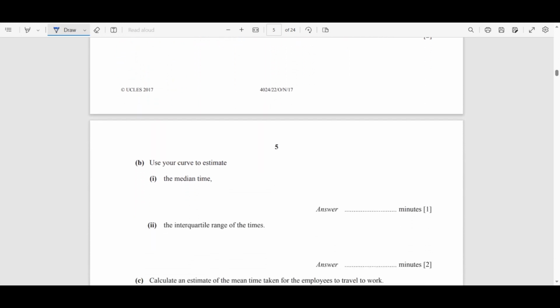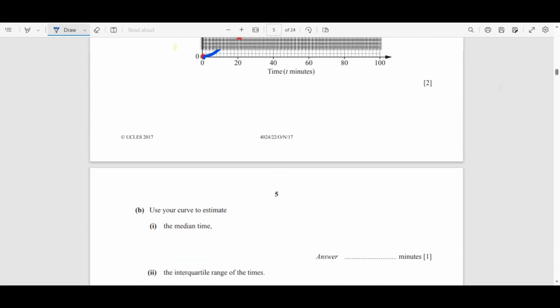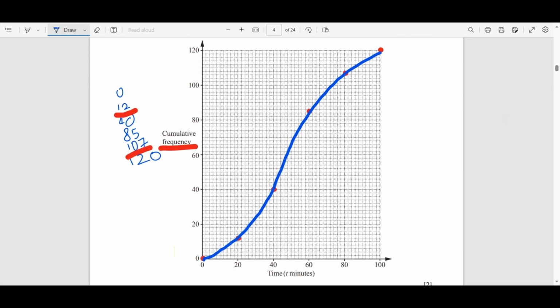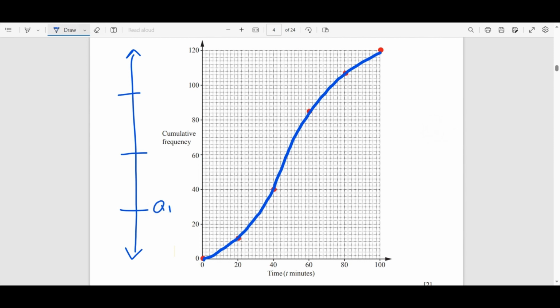Use your curve to estimate the median time and the interquartile range. Okay, for the median, let's first talk about quartiles, right? So for quartiles, I'm going to tell you what quartiles are. There are 3 quartiles. Quartiles divide your whole data into parts. So this one is first quartile, this is second quartile, and this is third quartile. These 3 points on the total data divide your data into 4 equal segments. So quartile 3 and quartile 1, the difference between these two gives you the interquartile range.